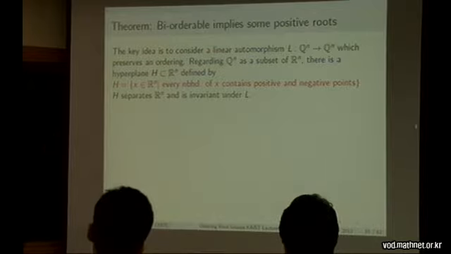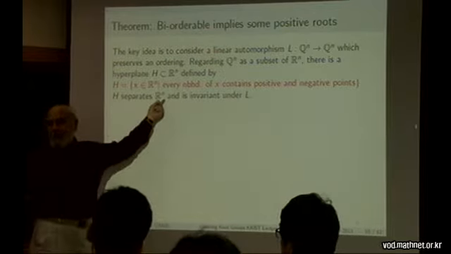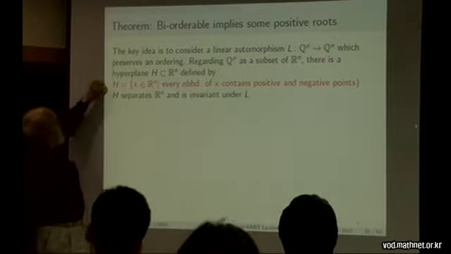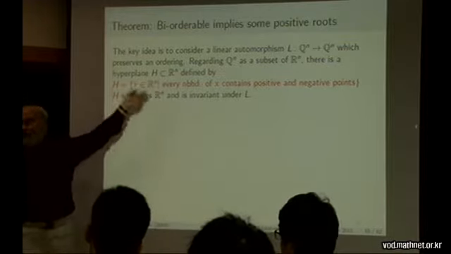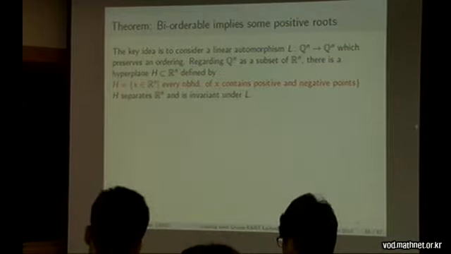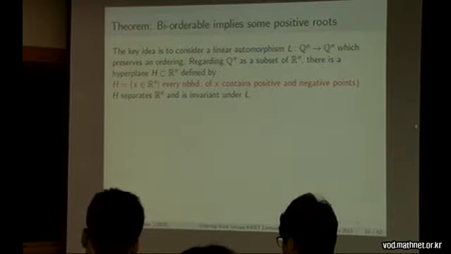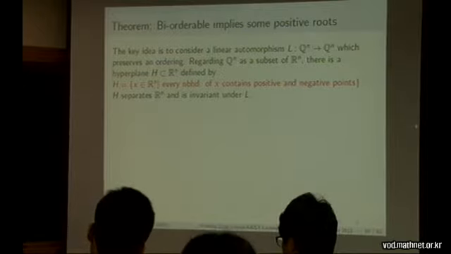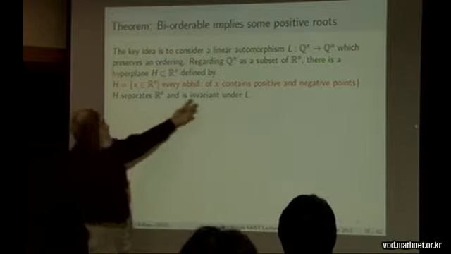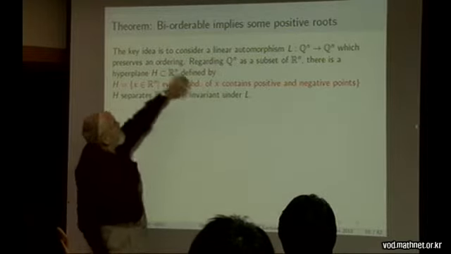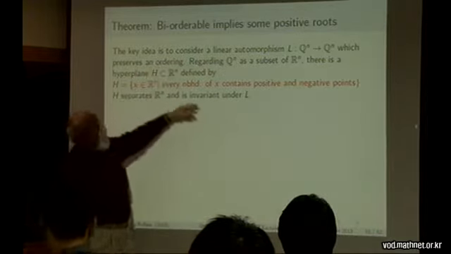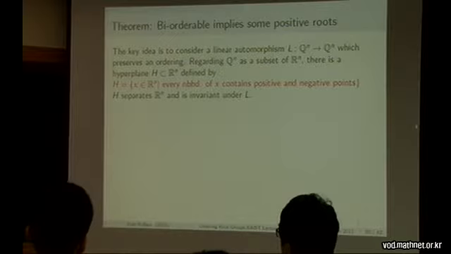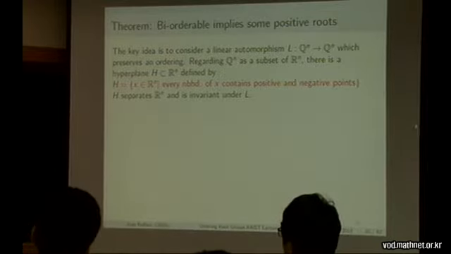And H separates Rn. On one side, you'll have all the guys who are positive in that order, and on the other side, negative. The fact that this is a hyperplane requires some delta-epsilon arguments, but it's true. If you're really interested, I have a reprint I can supply the details with. It's also clearly invariant under L, because by assumption we had an ordering that's preserved by L, so the positive guys go to positive guys, negative go to negative, so that hyperplane is preserved by L. And so are the two sides.